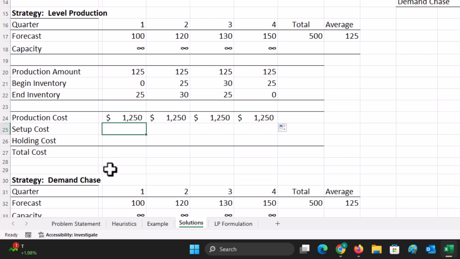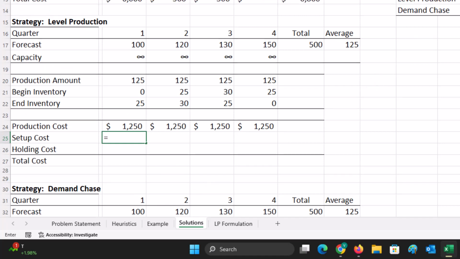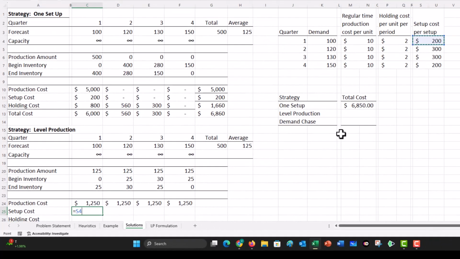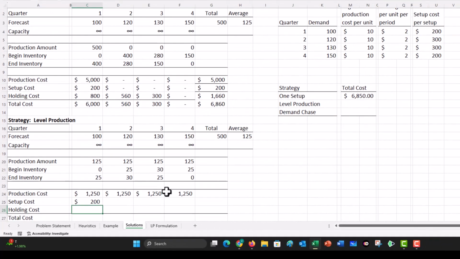We are setting up in every period, and the setup cost in the first period, let's take a look, is equal to 200. So we enter that. The setup cost in the second period is equal to 300. Third period is equal to 300. Fourth period is equal to 200. So those are our setup costs.